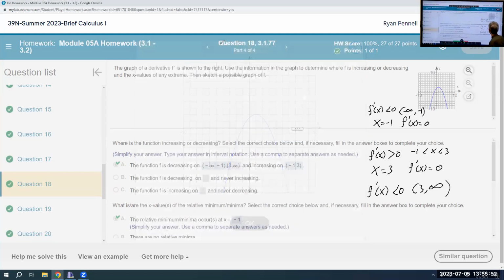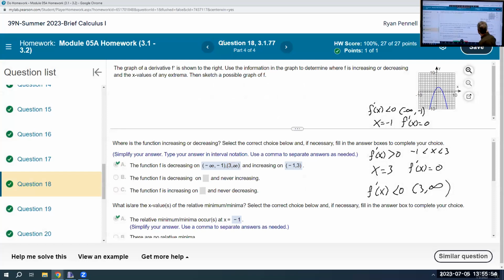Okay. So from there, these are my notes. Where is the function increasing or decreasing? Okay, well, you can see it's decreasing from -infinity to -1. Okay, we got that right here. And also from 3 to infinity. So I had that in my little notes to myself. It's increasing from -1 to 3. Right here.